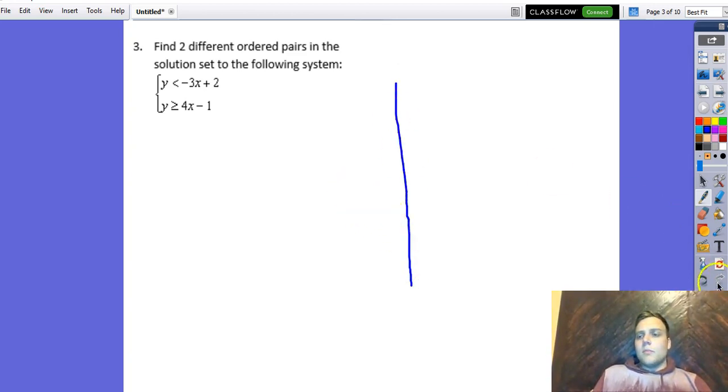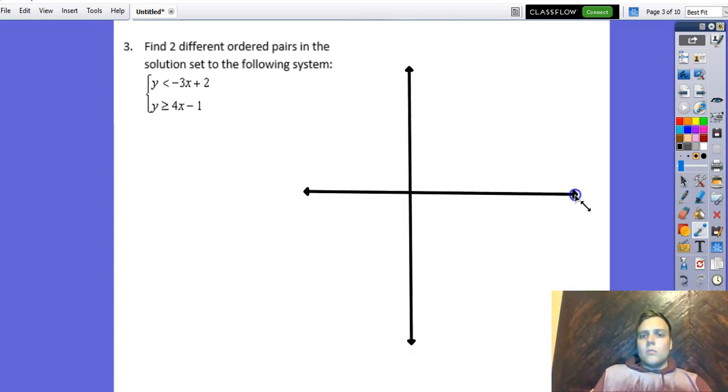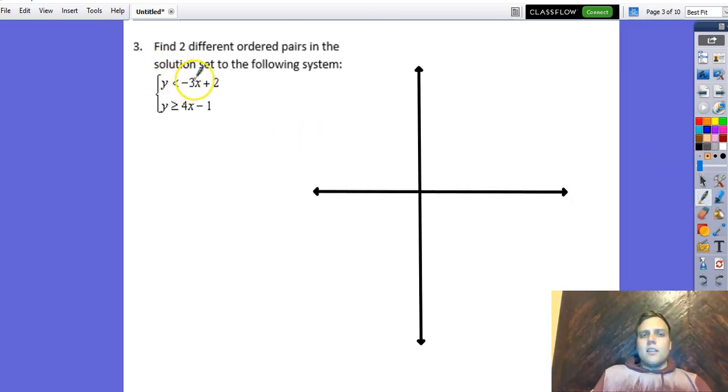Okay. Let me try to slow it down a little bit. Let me try using a little bit of lines because there's no reason for me to rush. All right. So here's my y-axis. Here's my x-axis. However poorly done it is. Okay. So, y is less than -3x plus 2. That plus 2 tells me I start right here. And then I can go down 3, so 1, 2, 3.